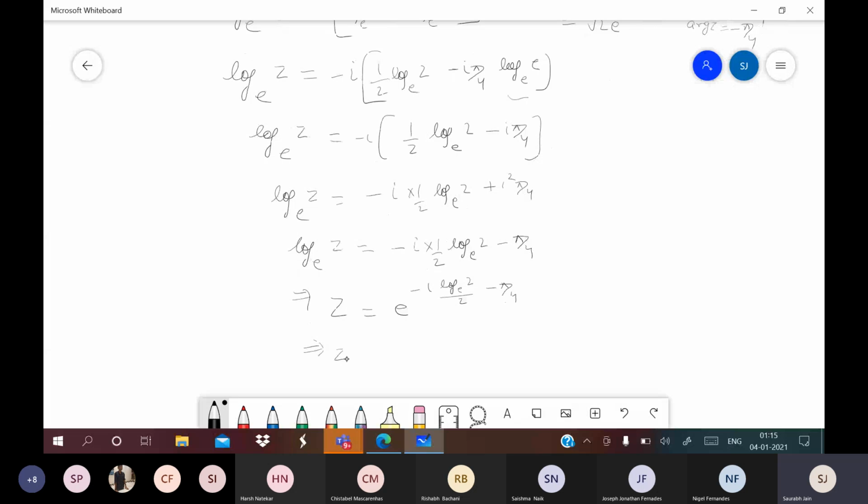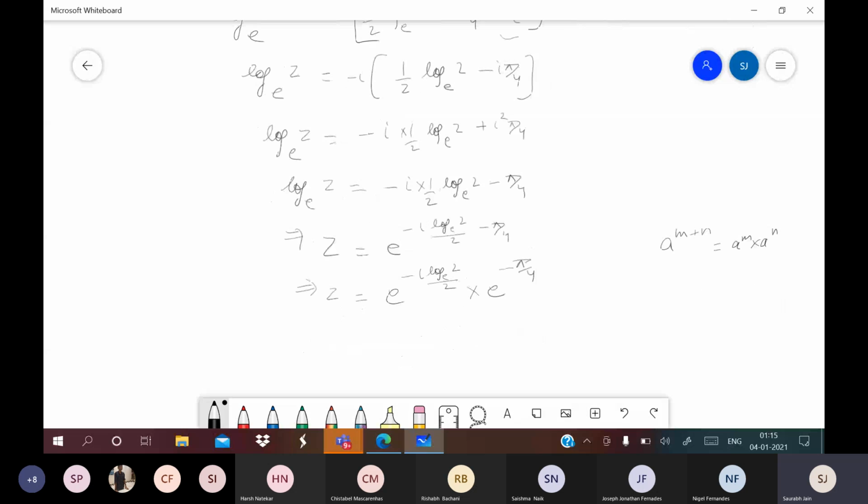Now use the property of exponent, that a to the power m plus n can be written as a to the power m into a to the power n. So you can write it as e to the power minus iota log 2 base e by 2 into e to the power minus pi by 4. Now see, the first one is of Euler's form, but the second one is a real number. So you write e to the power minus pi by 4, and the next number is in this form and you will write it as cos theta minus iota sine theta.